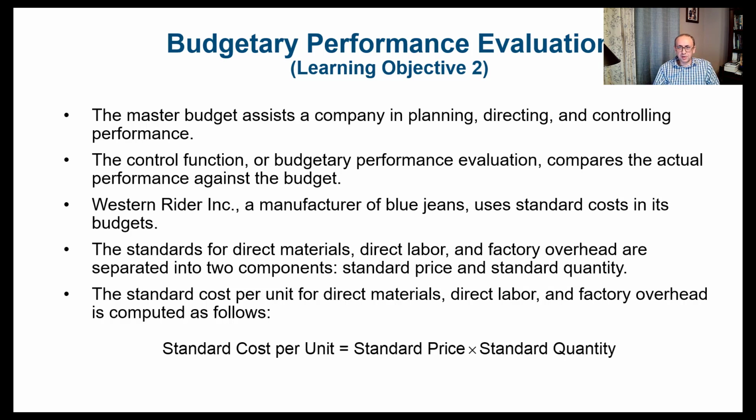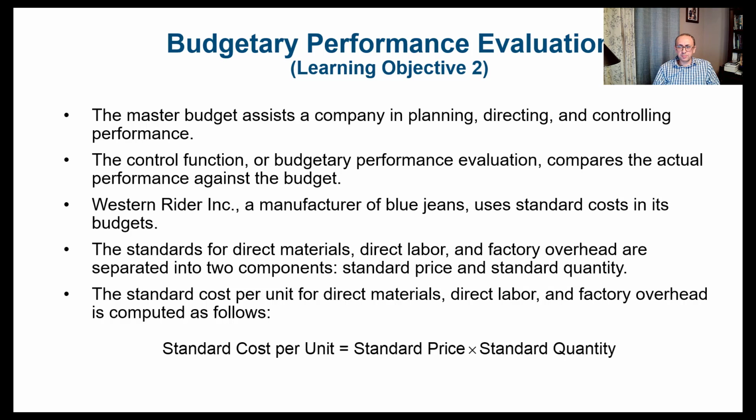So here we have a hypothetical company called Western Rider Incorporated. It's a manufacturer of blue jeans. They use standard costs in their budgets. The standards for direct material, direct labor, and factory overhead are separated into two components. They have the standard price and they have the standard quantity. So remember, in any kind of budget, we have to set the standard for the price that we are going to buy or to incur the material, the labor, the overhead, and the quantity that is going to be used for each of the material, labor, and overhead.